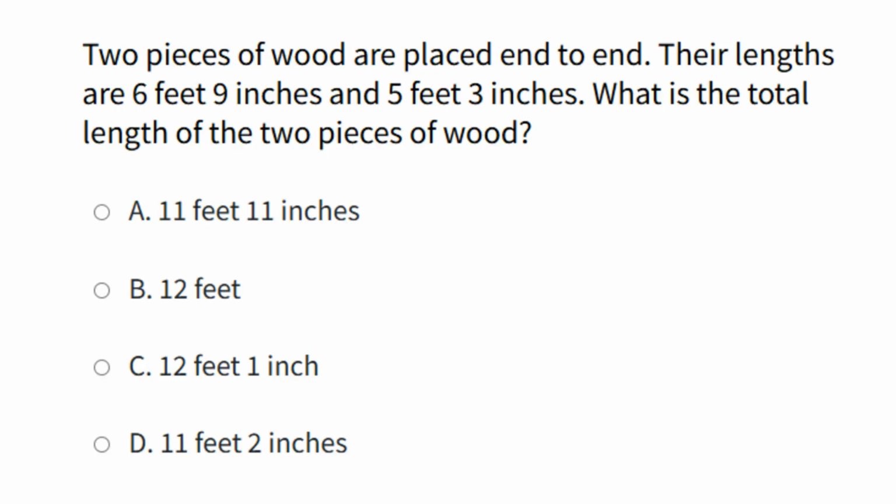All right, moving on. Two pieces of wood are placed end to end. Their lengths are 6 feet 9 inches and 5 feet 3 inches. What is the total length of the 2 pieces of wood? A. 11 feet 11 inches. B. 12 feet. C. 12 feet 1 inch. D. 11 feet 2 inches.